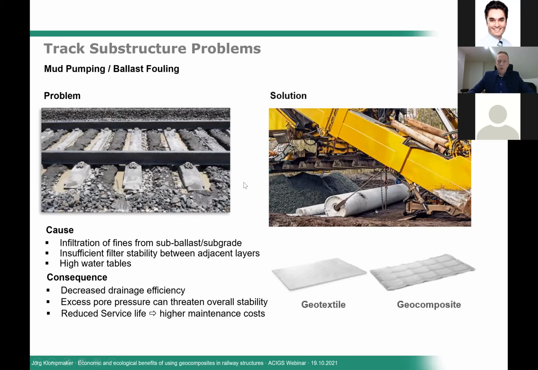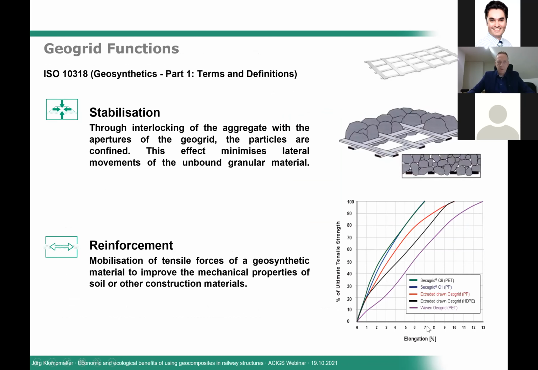Also here we can use geosynthetic products, usually to separate the soft subgrade from the coarser granular sub-ballast or ballast layer. We can use geotextiles as a simple separator, or we can use a combination of a separator and a geogrid, which we then call a geocomposite. Let's look at the functions of these two products. First of all, let's focus on the geogrid functions.